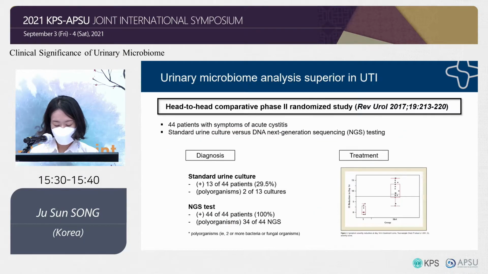efficacy. In this randomized control study, standard urine culture and urinary microbiome analysis were simultaneously performed in patients with symptoms of acute cystitis. As a result, urine microbiome analysis showed higher sensitivity in bacterial detection as well as polymicrobial detection. But also, treatment efficacy and symptom score reduction were statistically higher in patient groups whose treatment was carried out based on the microbiome result versus the culture result.